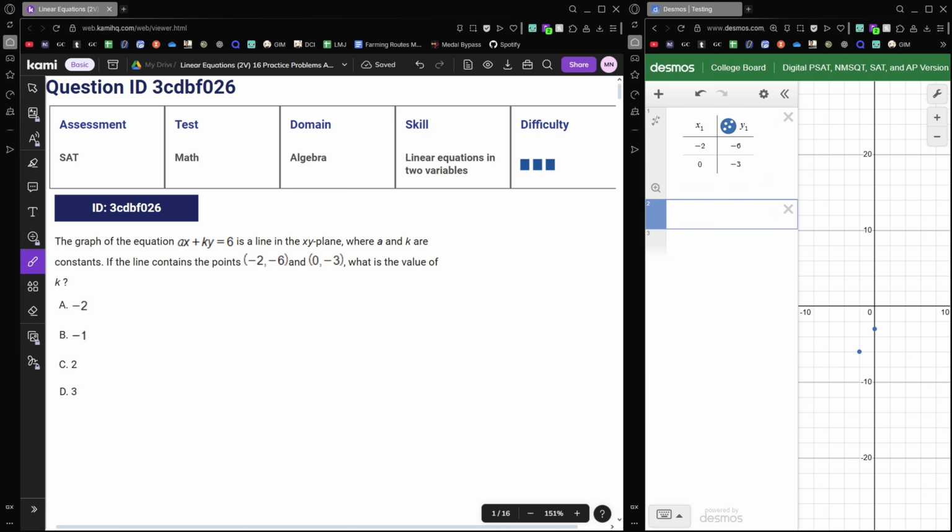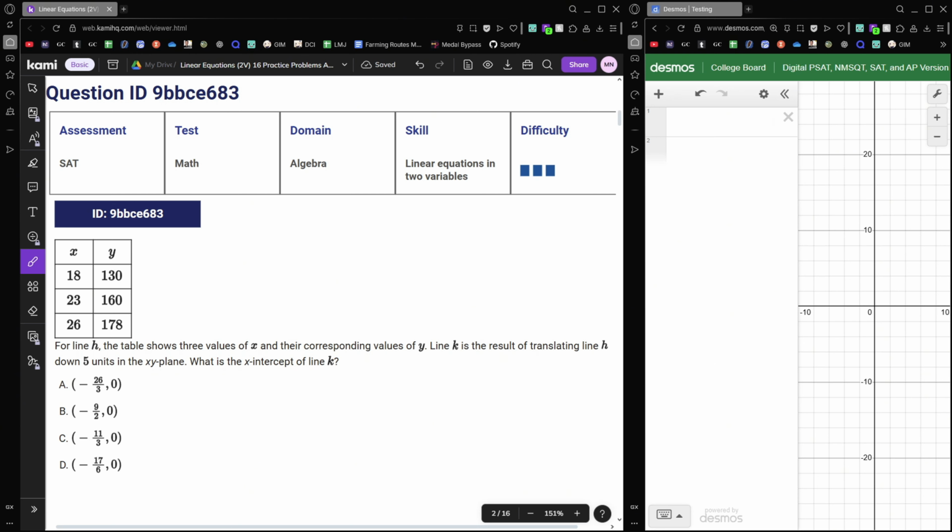Now type in the equation they give us, but with some small changes. So ax, now after any x, put a 1. And then after any y, also put a 1. And instead of an equal sign, put a tilde. And now it tells us the values of a and k. A is 3 and k is -2. Now they ask us for the value of k, so k is -2, which means our answer will be A.